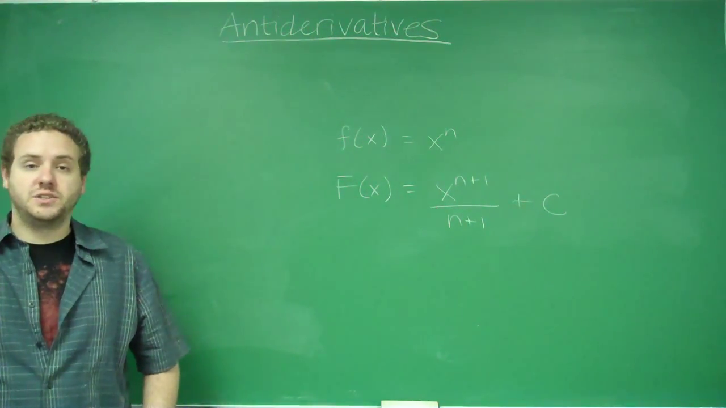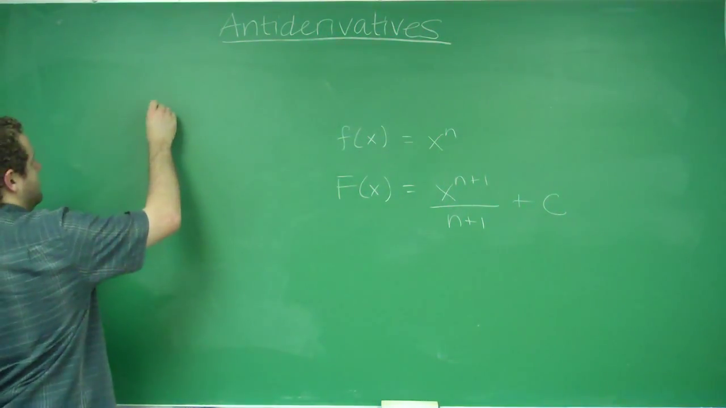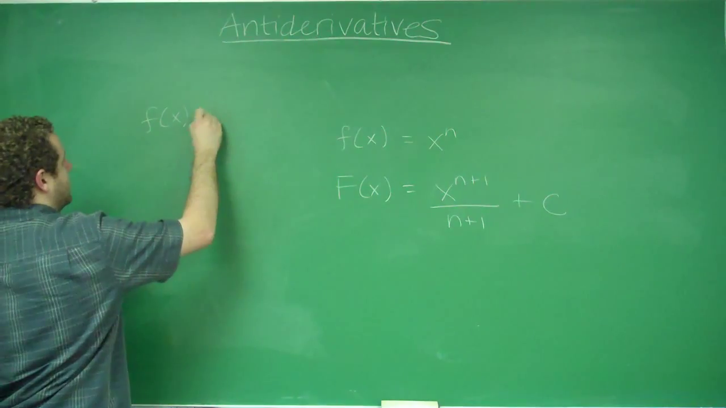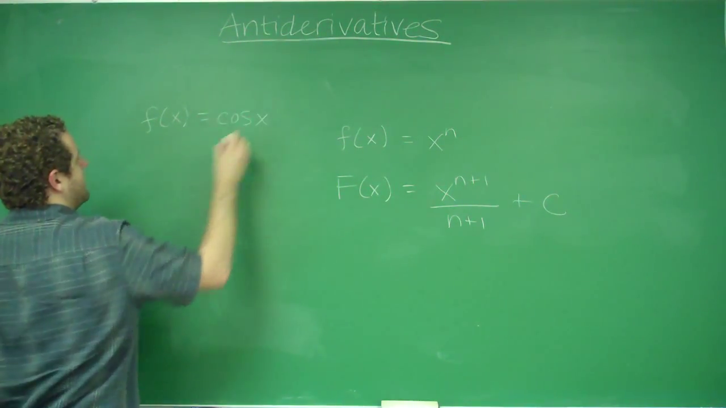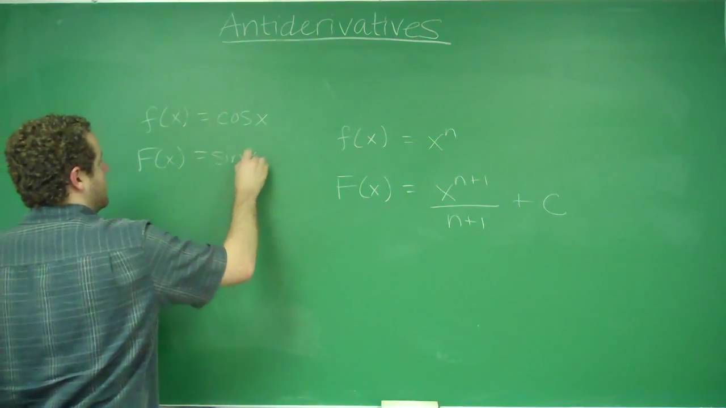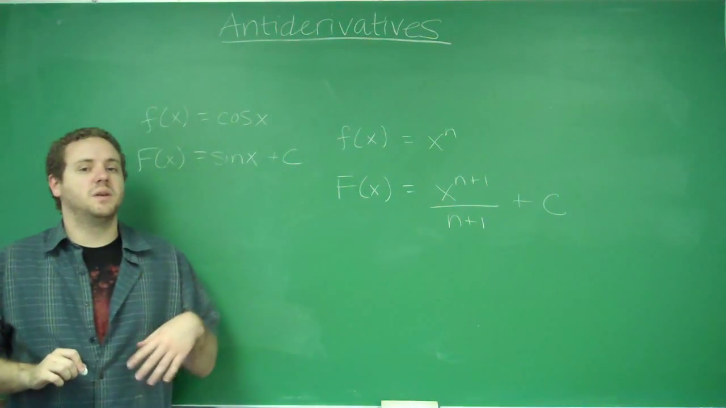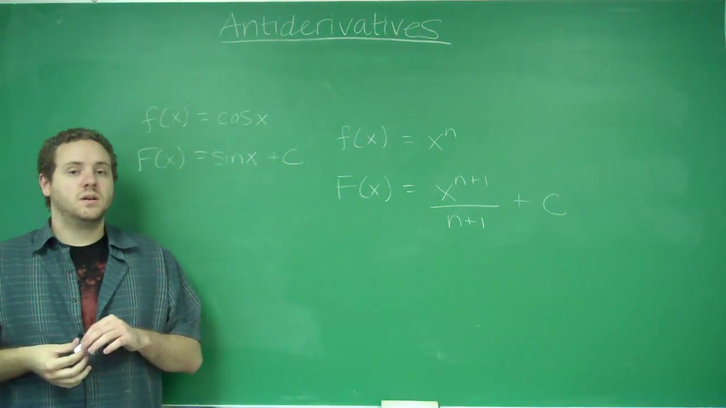For trig functions, they're all just the reverse of what they were before. So if the derivative of sine is cosine, the antiderivative of cosine would, of course, then be sine. So for the trig functions, you can always just think of them as going in reverse.